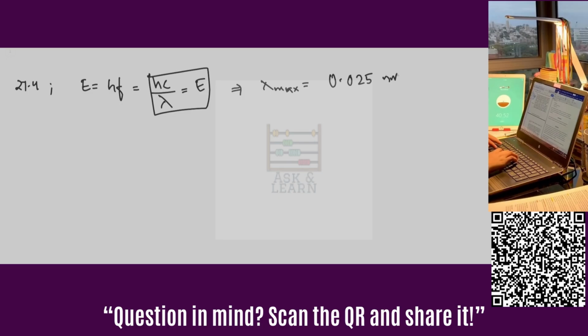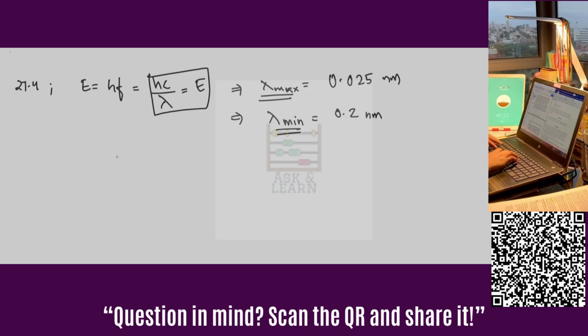0.025 nanometer. And similarly, the minimum energy is emitted when the longest wavelength is emitted. So let's call this lambda minimum, and this appears to be 0.2 nanometer. Now notice that this wavelength itself is not maximum or minimum, it just corresponds to the maximum or minimum energy. You can write it to be lambda minimum or lambda maximum if you want.